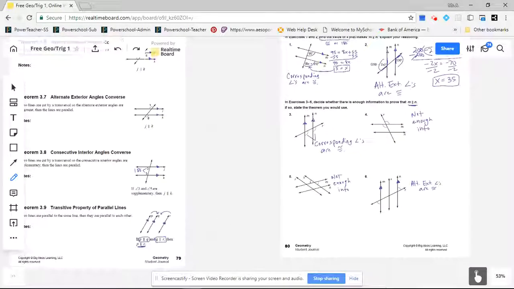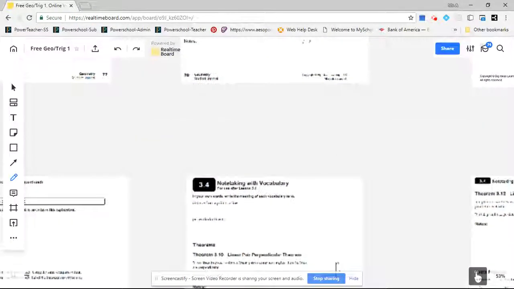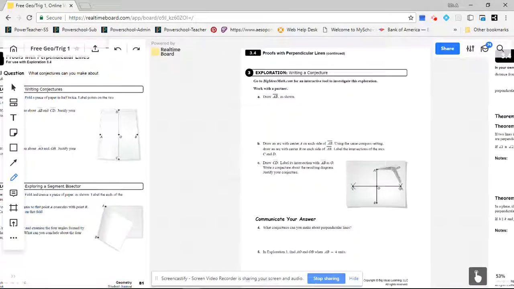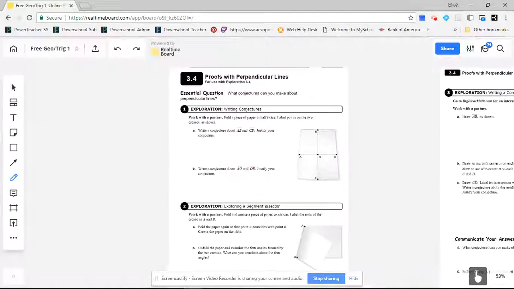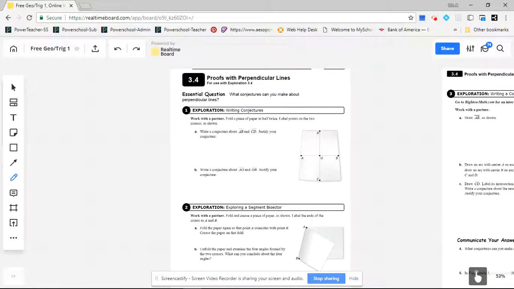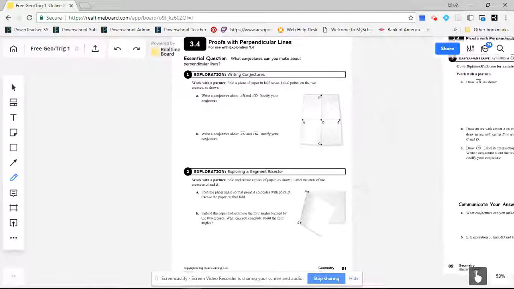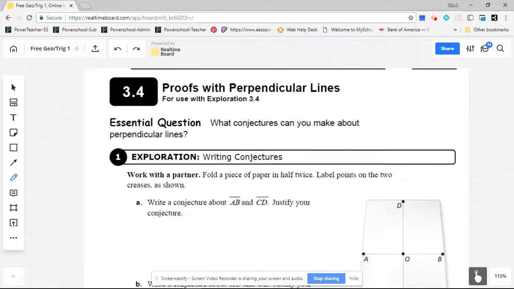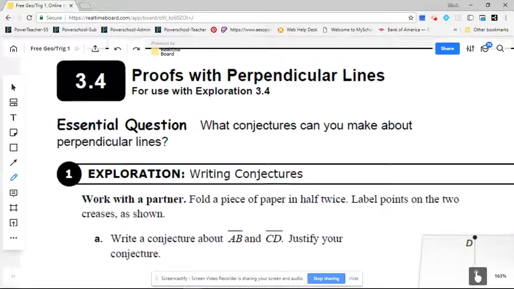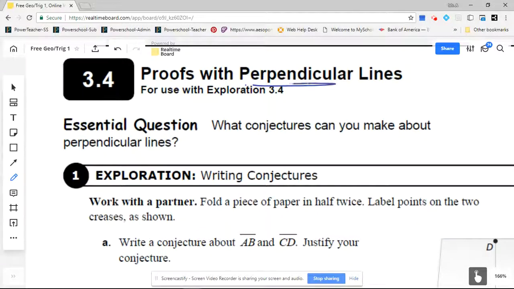All right, so that was 3-3. Let's quickly go through 3-4. It's also pretty fast. We're going to skip over this first one, except the essential question. We want the essential question. We're going to be talking about perpendicular lines in this section right here. So it says, what conjectures can you make about perpendicular lines?